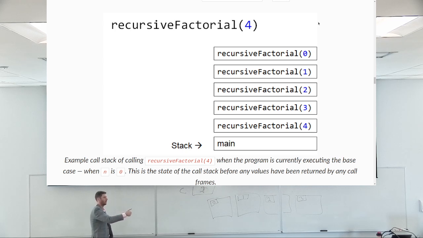So what is recursive factorial 0? Oh, it's 1. Pop. What's recursive factorial 1? Well, it's 1 times... sorry, recursive factorial 0 is 1. I think I just said 0. Pardon me. It's 1 times 1, pop. 2 times 1, pop, and so on and so on. So you can think of the call frames here from the previous topic.